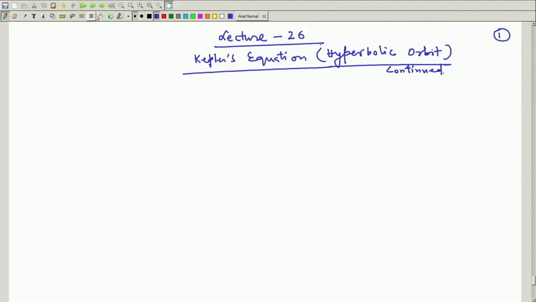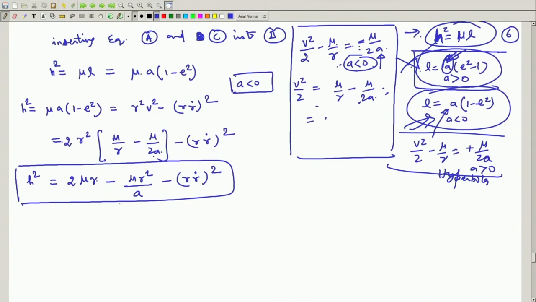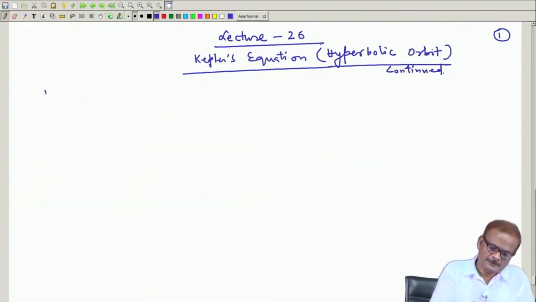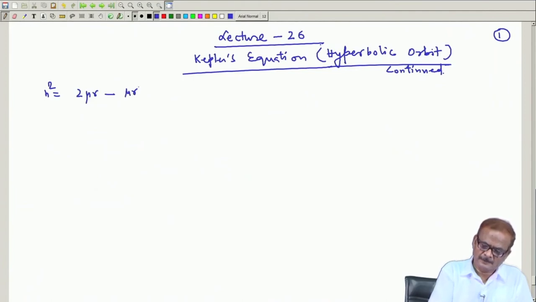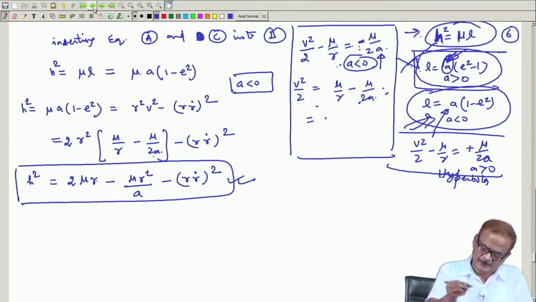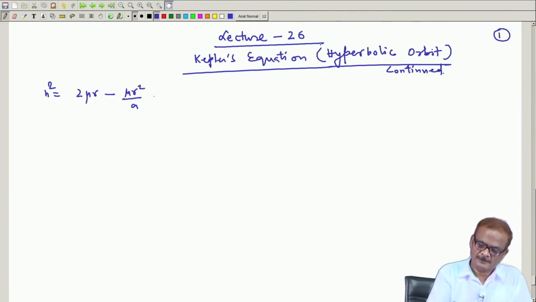Welcome to the 26th lecture. We were discussing Kepler's equation for hyperbolic orbit, and in that context we derived one equation. We worked out till this point: h square equal to 2 mu r, h square equal to 2 mu r minus mu r square divided by a, and minus r r dot.